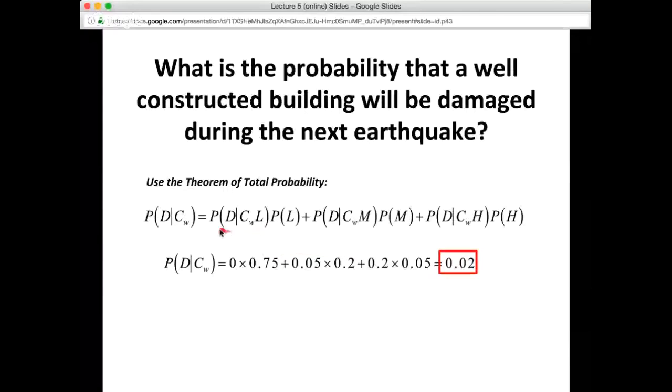Likewise, we're given all of these conditional probabilities. We know that the probability of a building being damaged if it's well constructed during a low intensity earthquake is 0. We know that the probability of damage of a well constructed building during a medium intensity earthquake is 5%. And we know the probability of damage of a well constructed building during a high intensity earthquake is 20%. So we multiply out all these numbers, and the answer is 2%. So the probability that a well-constructed building will be damaged during the next earthquake is 2%.